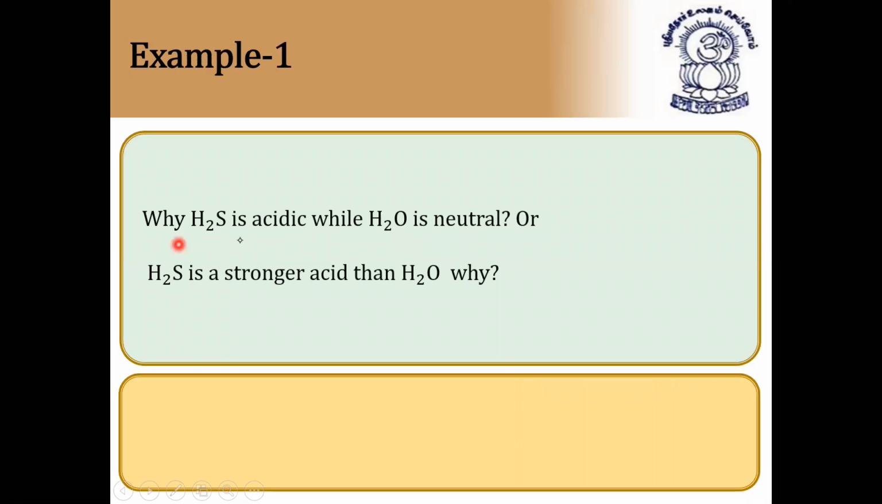Now, why is H2S acidic while H2O is neutral? H2S is a stronger acid than H2O. Hydrogen sulfide is acidic. Why? Because the S-H bond is weaker than the O-H bond. That's why it is acidic in nature. As the S-H bond is easily broken, its bond dissociation enthalpy is less, so it can release H plus ions easily, and that's why it is acidic. While water is neutral, H2S is a stronger acid than H2O because of this reason.